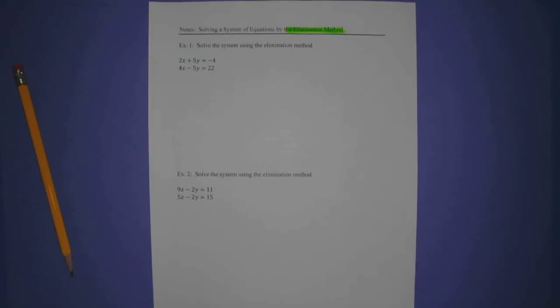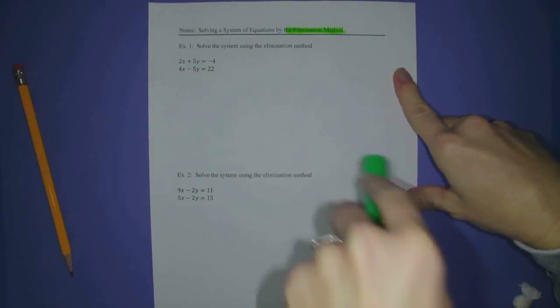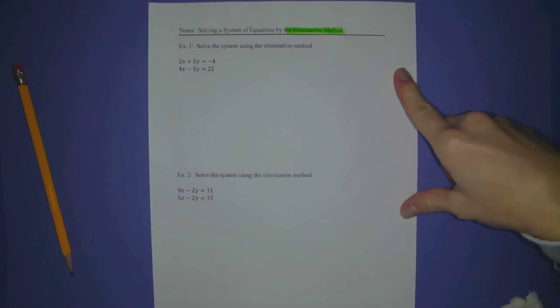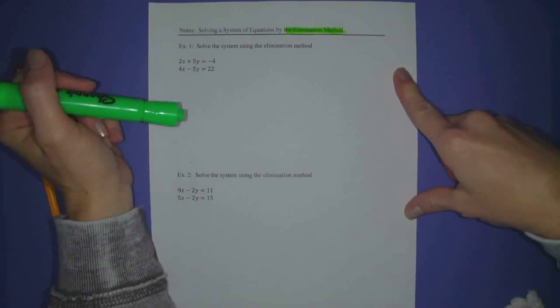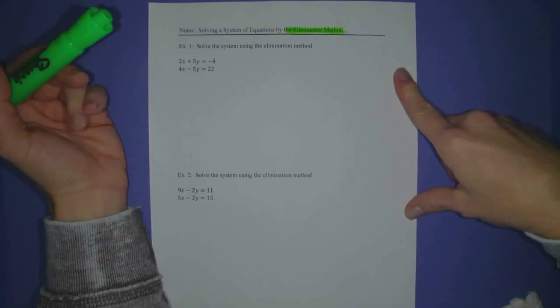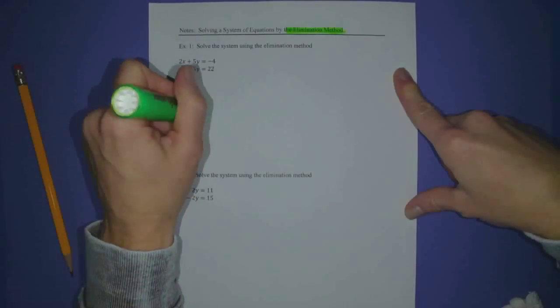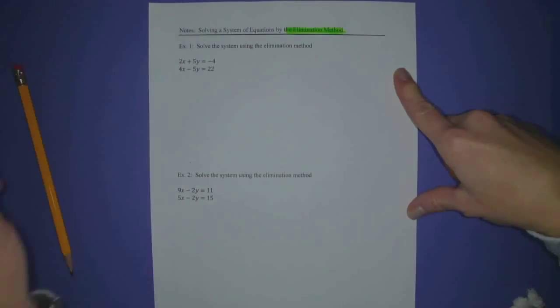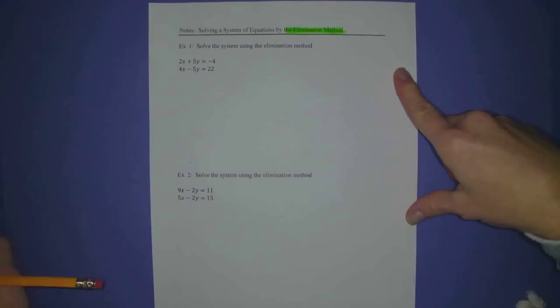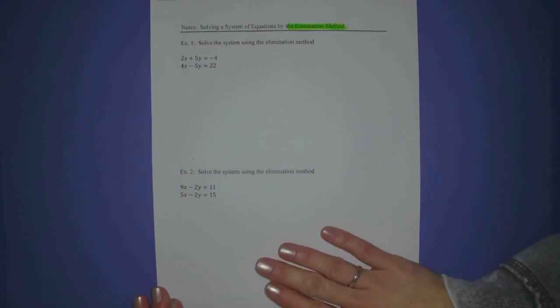You've already done the graphing method. You graph two lines and see where they intersect. So if you love graphing, and the equations are easy to graph, that's a great method to use. We've used the substitution method. Some students really like that. But this third method, the elimination method, again, seems to be a fan favorite. So let's just get right into it, and I'm going to teach you how to solve a system by elimination.